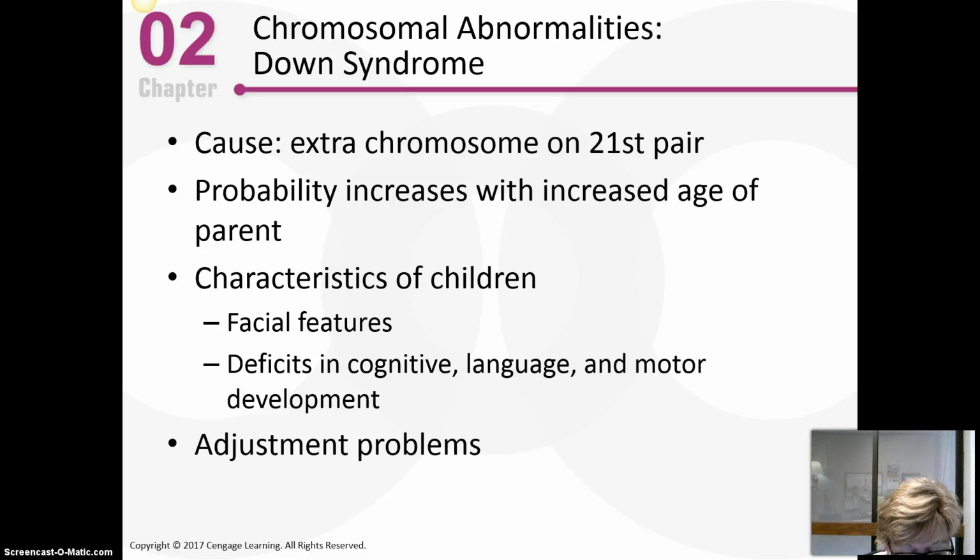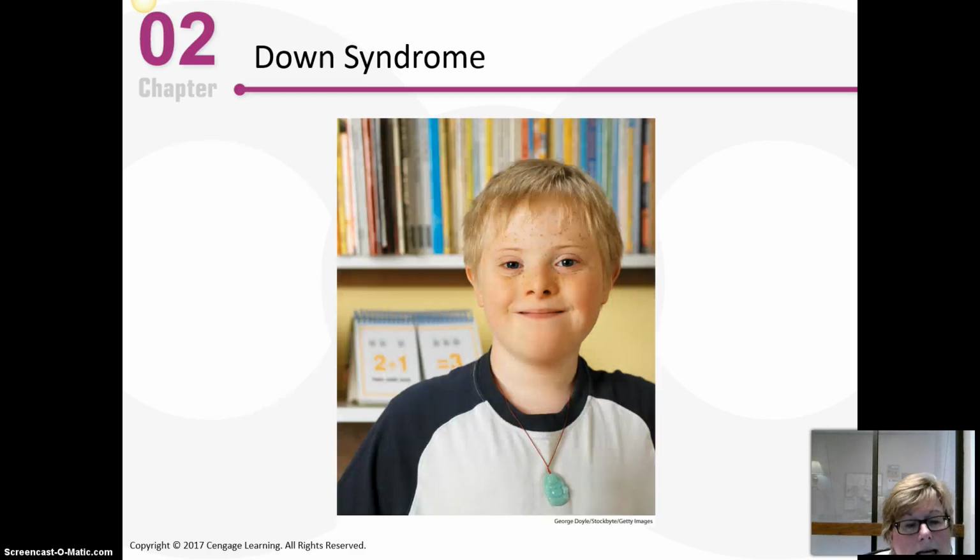The probability of having a Down syndrome child increases with the increased age of the parent. By the way, it used to be thought that it was just the age of the mother, but new research shows that the age of the father also plays a role. The characteristics of children who have Down syndrome include a distinctive facial feature, which you'll see in the next slide, and there can be deficits in cognition, language, and motor development. There are also adjustment problems.